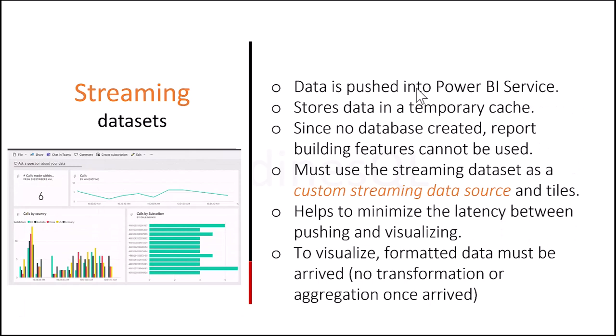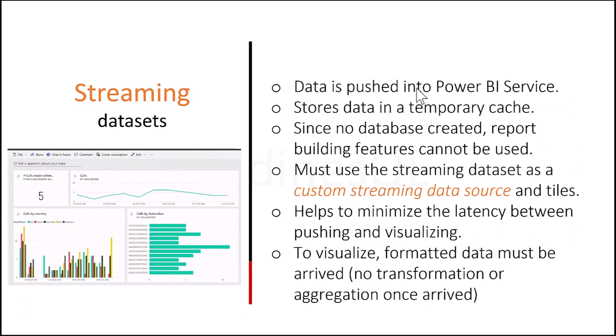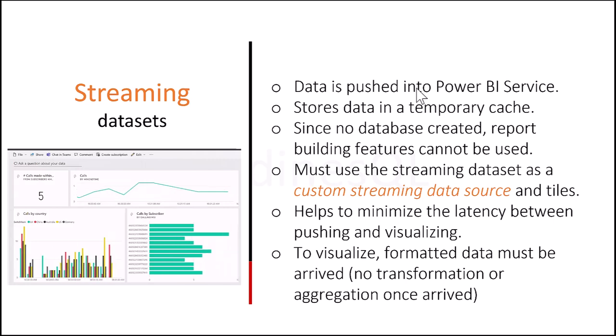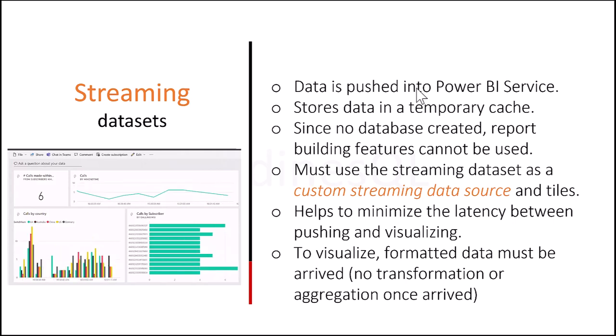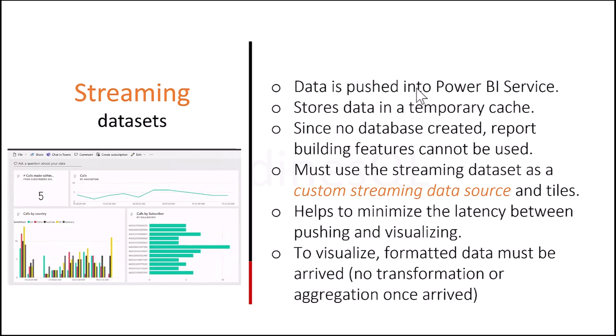Second type is the streaming data set. So this was the first one we saw with Power BI. When it comes to the streaming data set, it is also something that has to be done with Power BI service. You cannot do anything with Power BI desktop. But what you have to remember is it does not store data. It stores data in a temporary cache just to make sure that animated visuals can be fully shown, right?